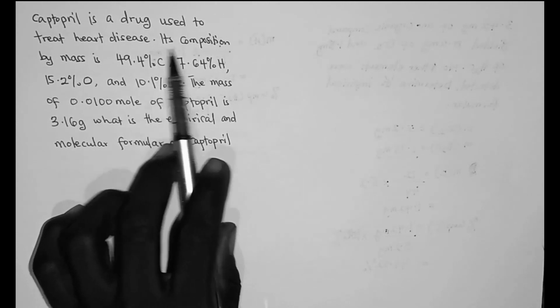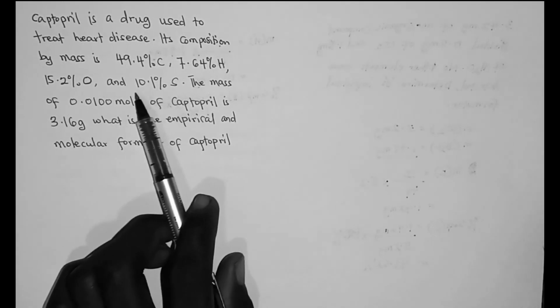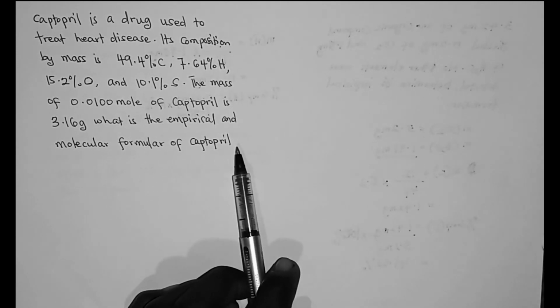Captopril is a drug used to treat heart disease. Its composition by mass is 49.4% carbon, 7.64% hydrogen, 15.2% oxygen, and 10.1% sulfur. The mass of 0.01 mole of captopril is 3.16 grams. What is the empirical and molecular formula of captopril?